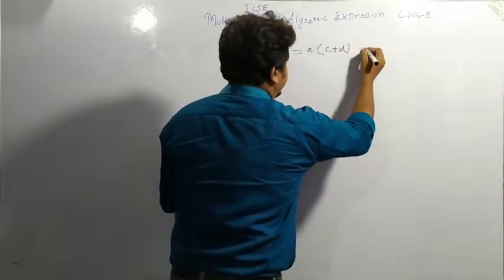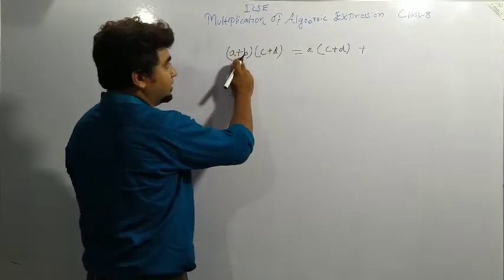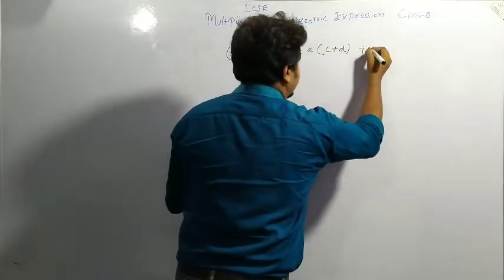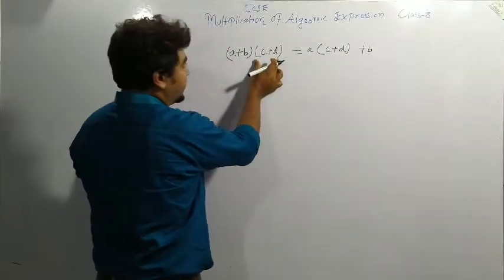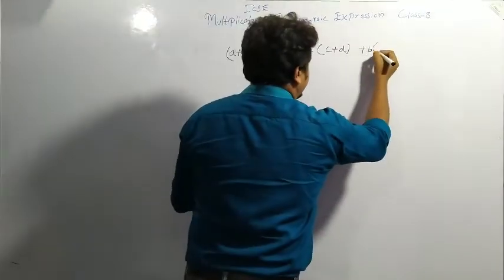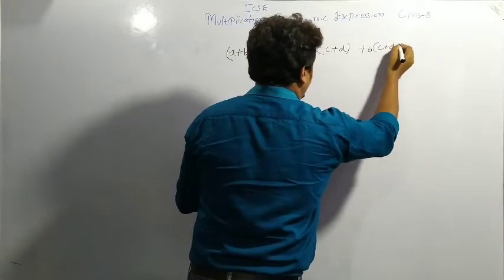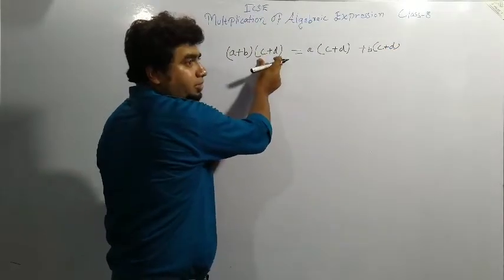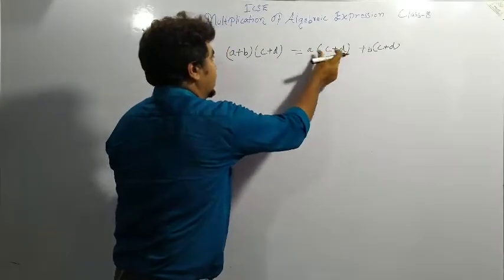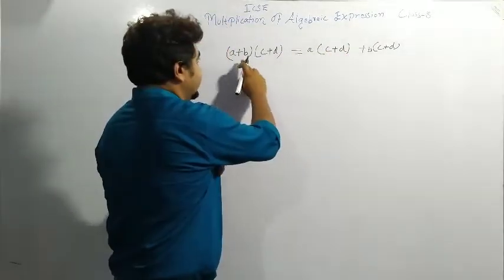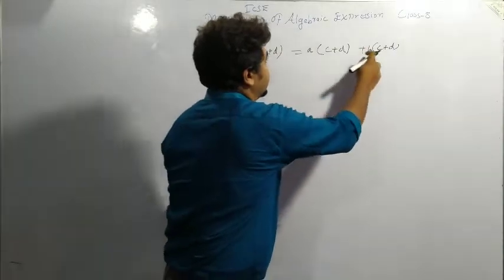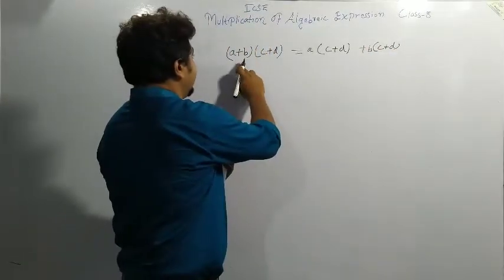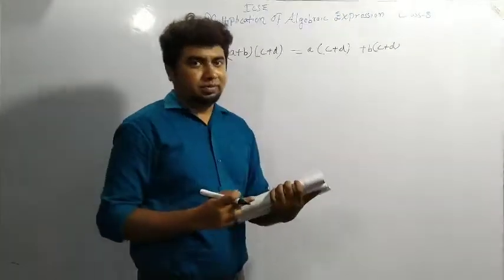The plus sign is there, you see here the sign is plus. Now b into c plus b you will be writing, and then the entire bracket of c plus d. See how I have explained, a into the entire bracket of c plus d, then b into the entire bracket of c plus d. So this is multiplication of a polynomial with a polynomial.